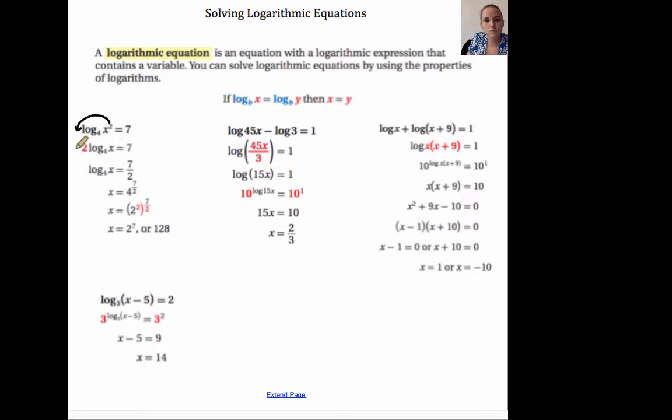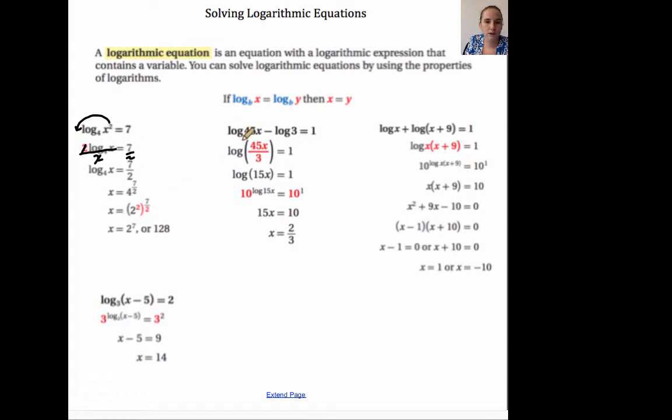So let's get rid of the 2. We divide this side by 2 and divide this side by 2, and we'll get log base 4 of x, because the 2's cancel. Log base 4 of x equals 7 over 2. And now we can rewrite this problem in exponential form: 4 to the 7/2 power equals x. You could rewrite this, or you could plug it into your calculator and figure out that it's 2 to the 7th power, which is 128. So those were the properties. We used properties here.